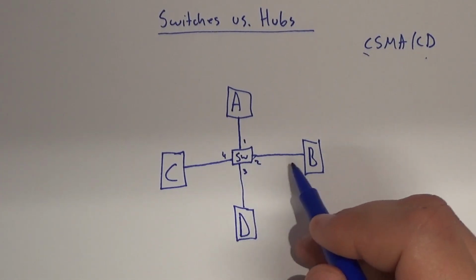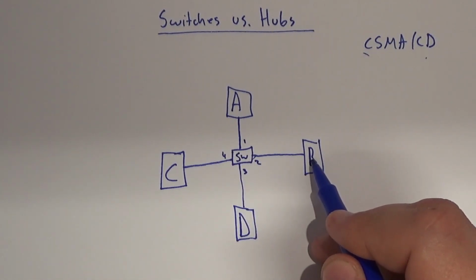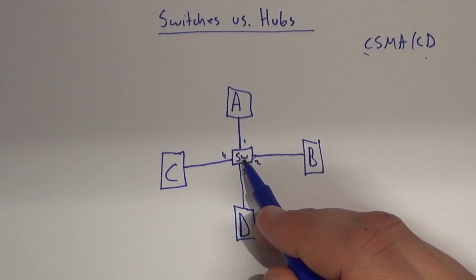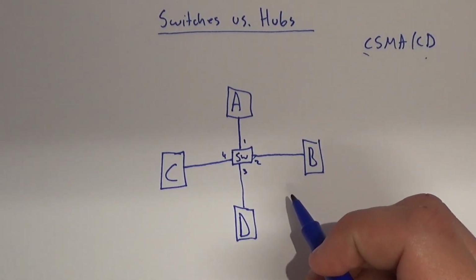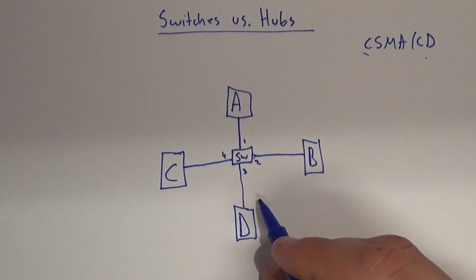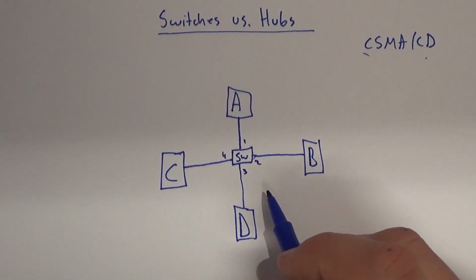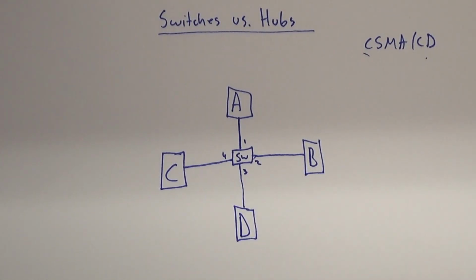So if something is already being sent to B, it can wait for a moment and then send that over to B. The switch effectively separates each individual port into its own collision domain. So in this setup, rather than having 4 computers in the collision domain, which we would with a hub, we now only have 1 computer in each collision domain.